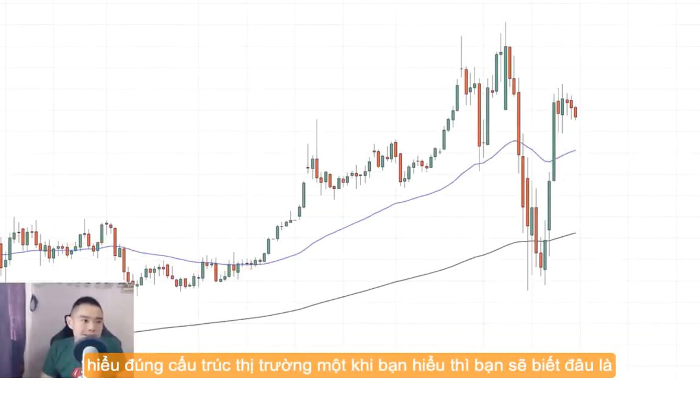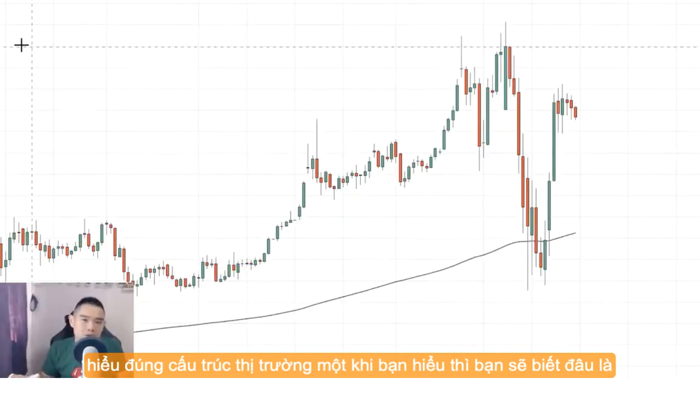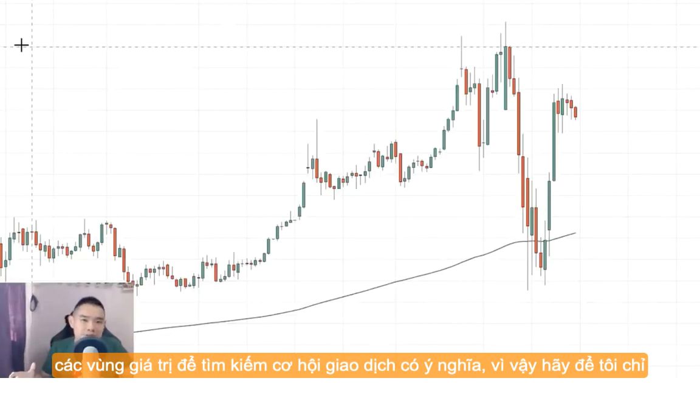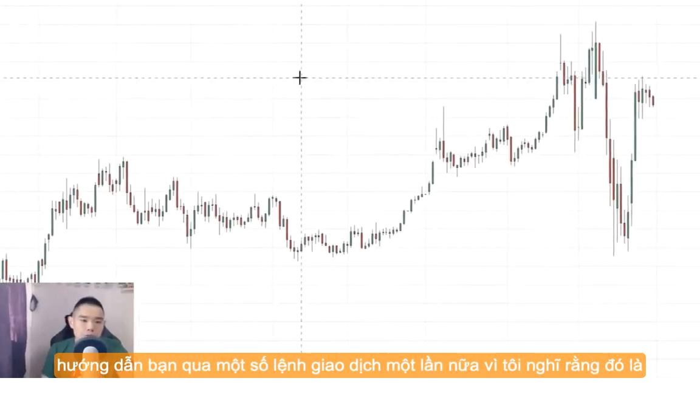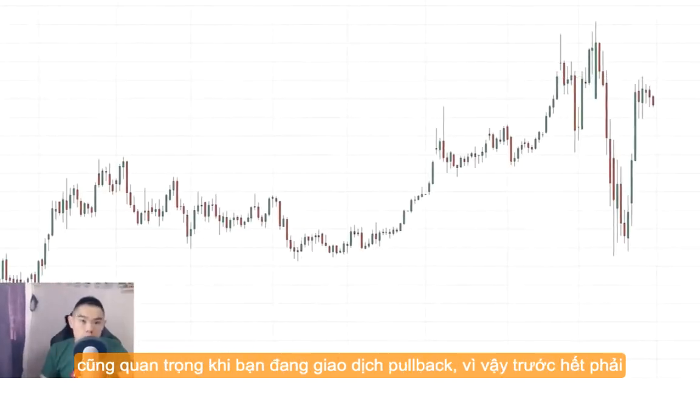So you have to understand the market structure. Once you do, then you know which are the areas of value to look for trading opportunities. Make sense? So let me just walk you through the couple of entry triggers again, because I think that is important as well when you're trading pullback.